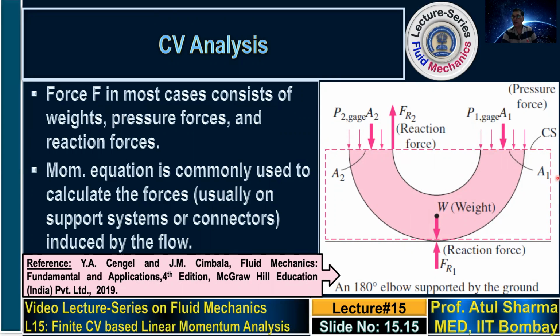On the other parts of the control surface, note that the pressure is atmospheric everywhere except at the inlet and exit. Note that I'm assuming this is not exiting to the ambient. If it is exiting, then this will also be atmospheric. If it is connected to a pipe, then this will not be atmospheric. So these are gauge pressures.